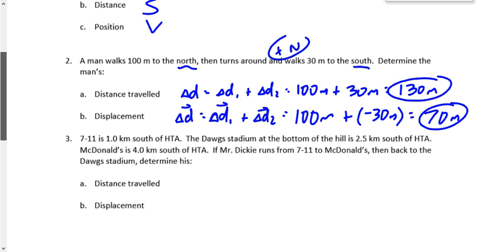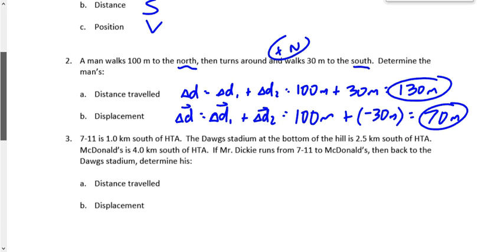What does the positive mean right there for the 70 meters? Yep. It means it's to the north, right? We defined north as positive. Positive means to the north. What does the positive mean right there for the 130? Trick question, right? It means nothing, because it's a scalar. Positive, negative doesn't really matter because it doesn't mean anything.